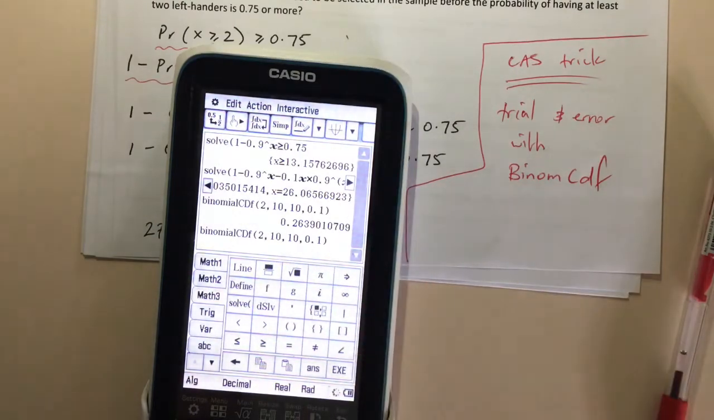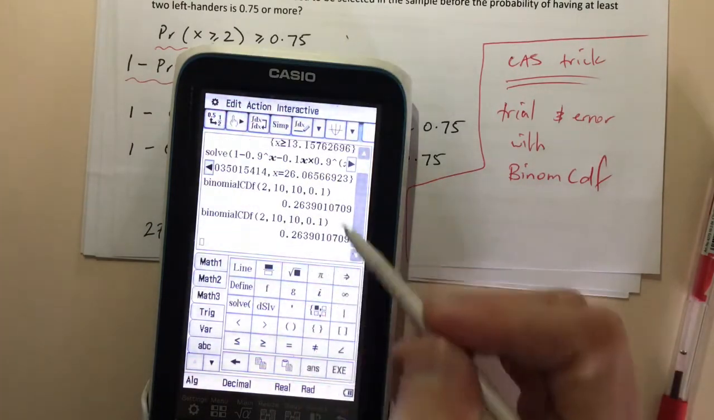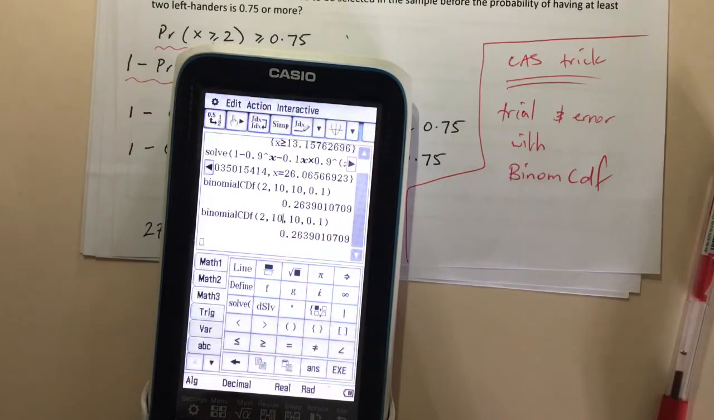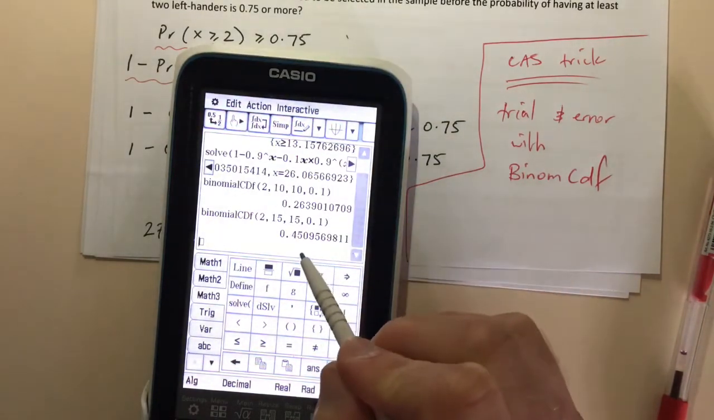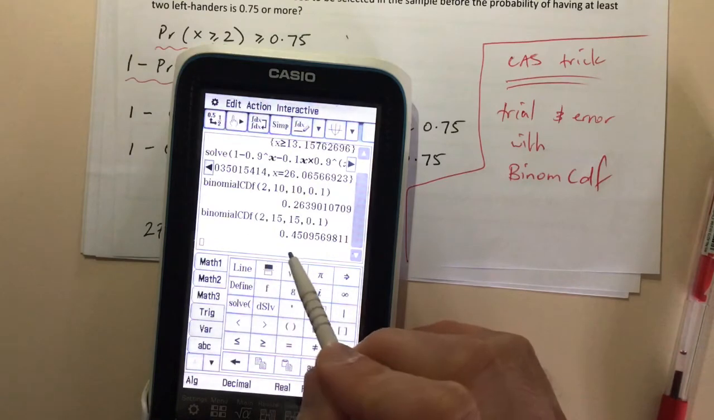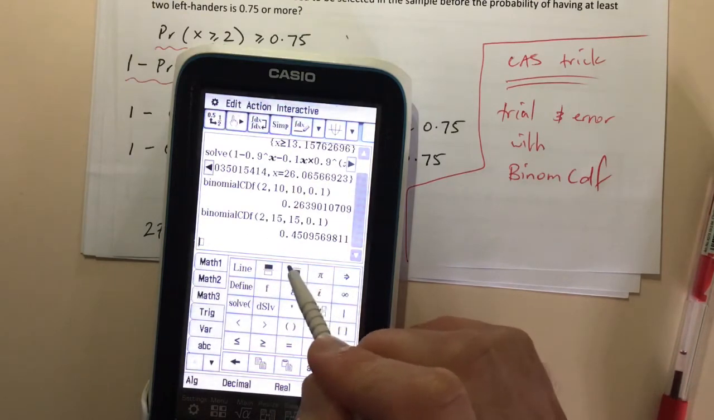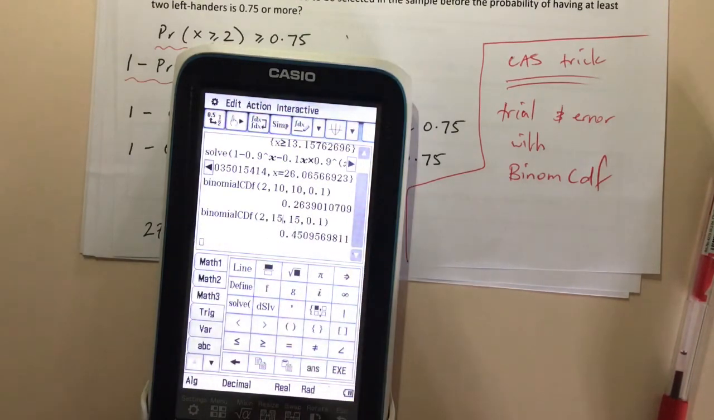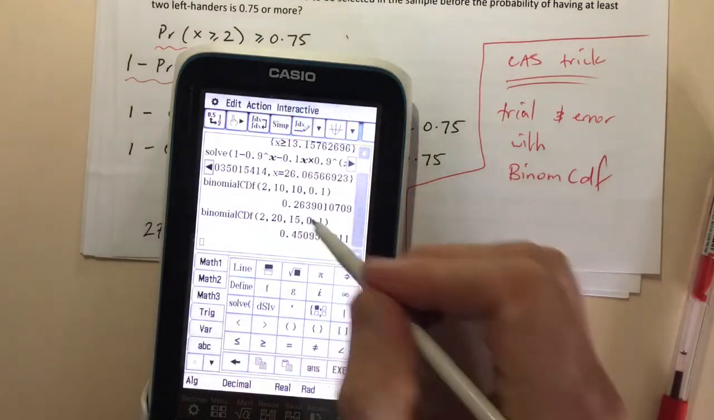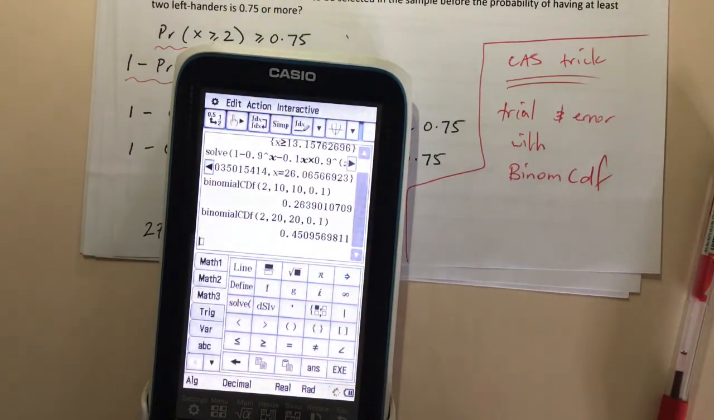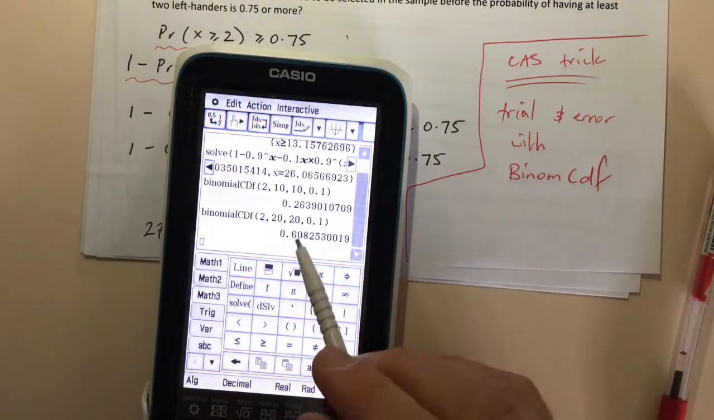We could try, I'm just going to copy it down so I can change the numbers. We obviously need more people. Let's go to 15. So I'm not going back to the interactive screen, I'm just going to change the numbers in the main screen. If I make it 15 people, the probability of getting 2 or more is 0.45. Remember, we need to get it to 0.75 or more. So you can see this is just a trial and error method. Let's go to 20 people. Okay, 0.608. So I'm getting closer.